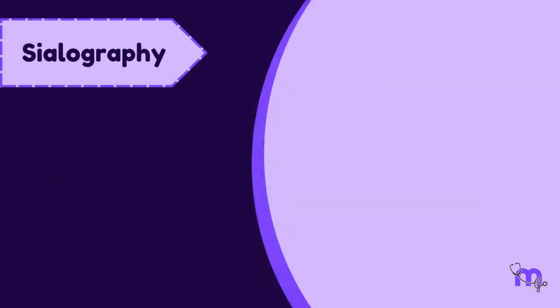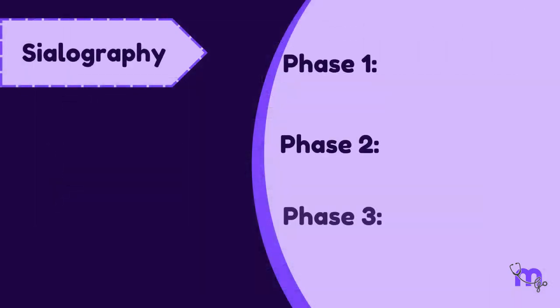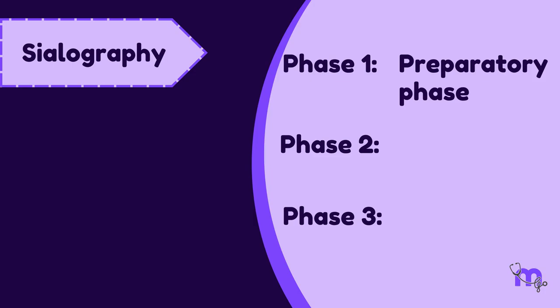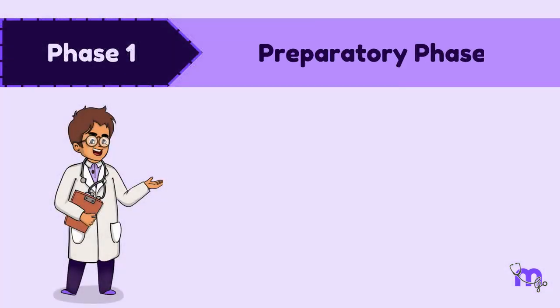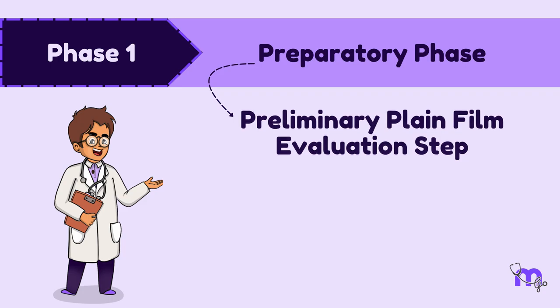Moving on to the procedure, it consists of 3 phases. Phase 1, which is the preparatory phase. Phase 2, the filling phase. And Phase 3, the emptying phase. Beginning with the preparatory phase, also known as the preliminary plain film evaluation step.